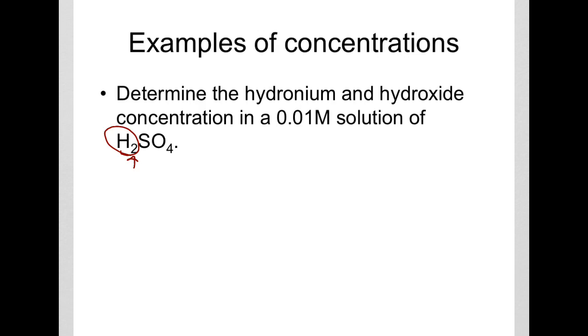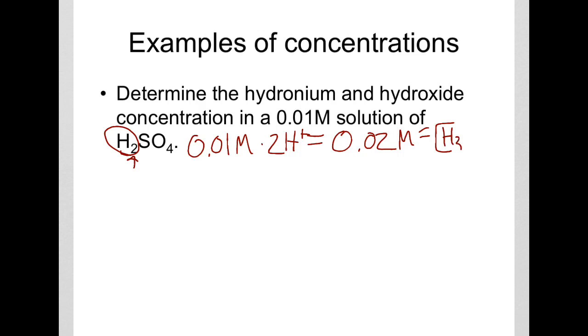So what I need to understand is that the molarity is going to be multiplied by 2 because there are 2 hydrogen ions that are going to break apart when this thing ionizes in solution. So that means that this is 0.02 molar for my hydronium concentration.